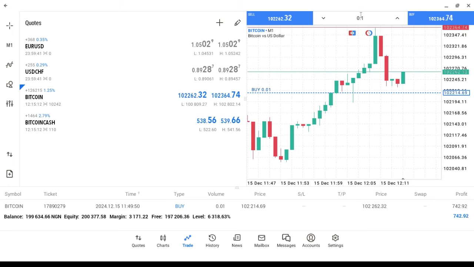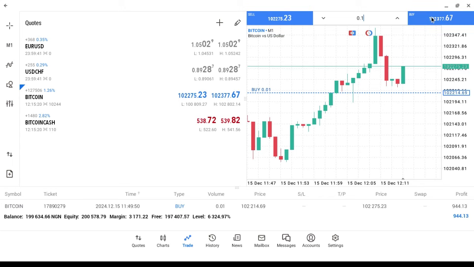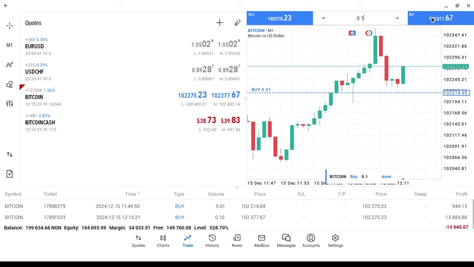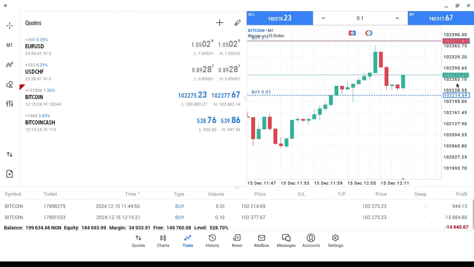Now, because I am only having 199, which is not even up to $200, I won't be able to take this trade also. Look at what it will say. I don't know if I've increased my leverage though, but let's see what it says. Oh, done. It took it. It took me in, and look at where it took me in here.